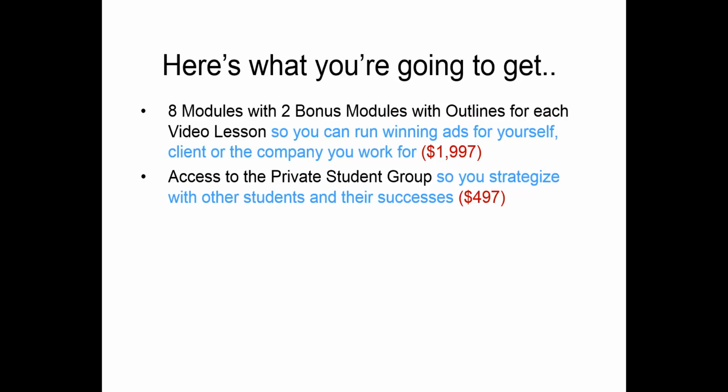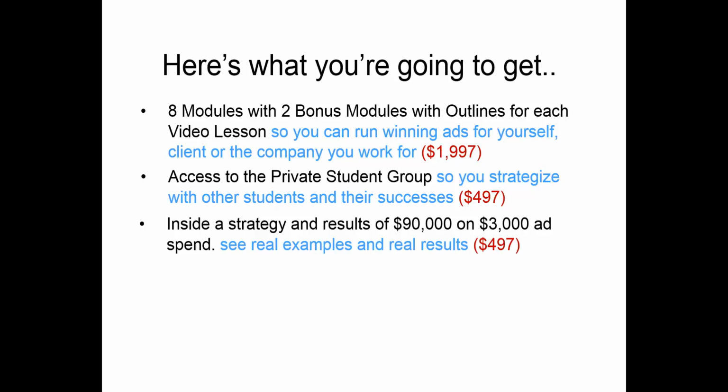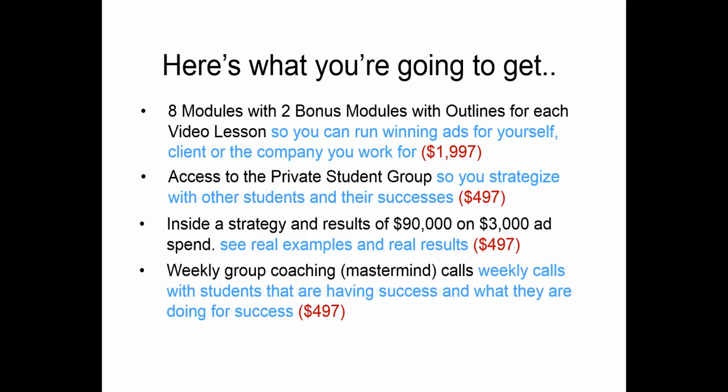I'm giving you access to our private student group so you can strategize with other students and their success. That's a $497 value. I give you an inside strategy of what we did in more detail. I gave you a little bit of the detail, but I didn't talk about what verbiage or ad copy we used. I dive into strategies of clients that we've been working with, and this is one of them, the gym one that we talked about, but even more clients on how we're getting results of $90,000 on a $3,000 ad spend. I'm going to show you real examples and results, give you case studies.